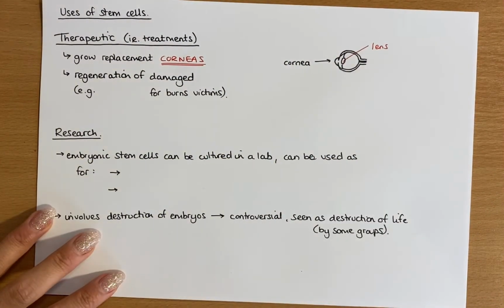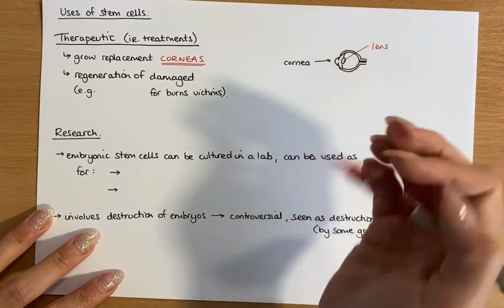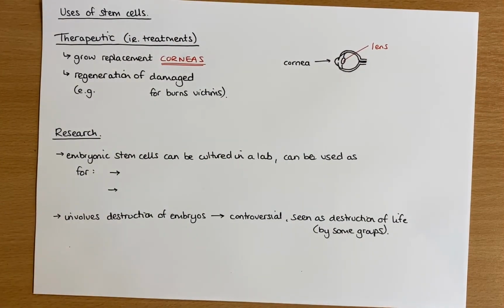So if you've ever scratched your cornea, you'll know about it. It's very painful, but it protects your eye, preventing anything getting into the pupil and whatever else. So it's a layer protecting the front of your eye. If it gets damaged, it can essentially cause people to become blind. But if it's replaced, then you can allow people to see again.